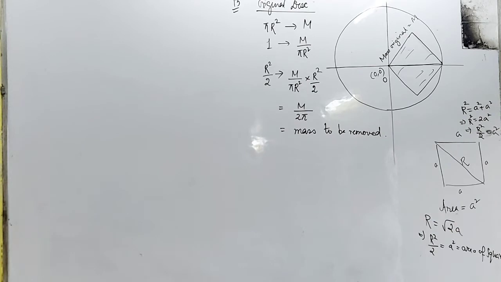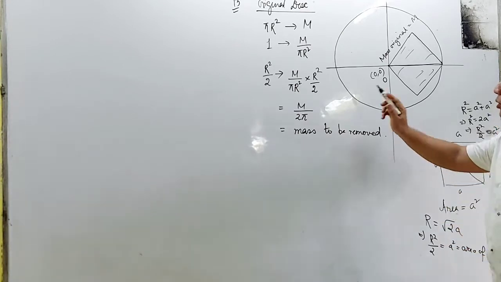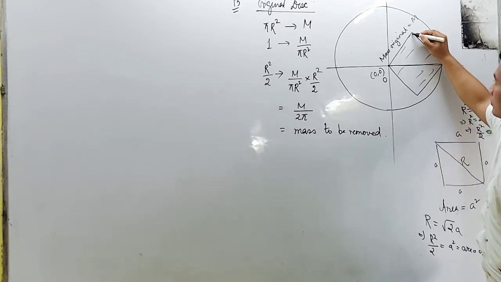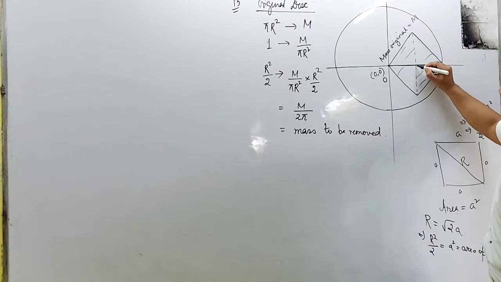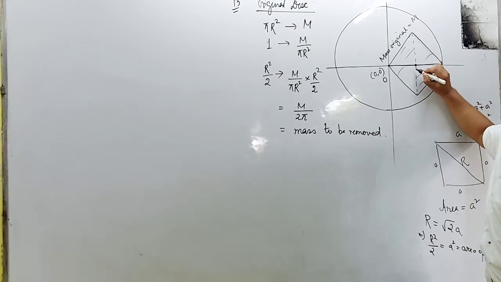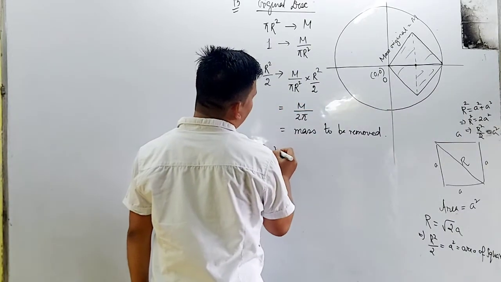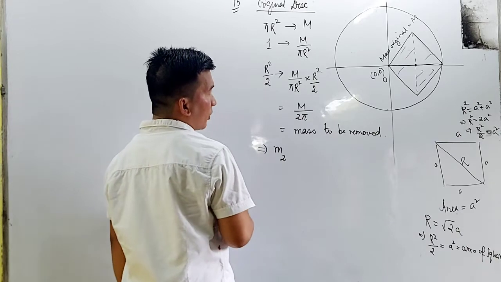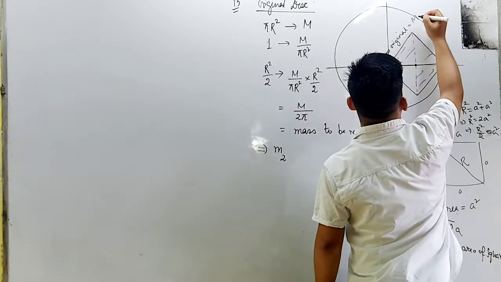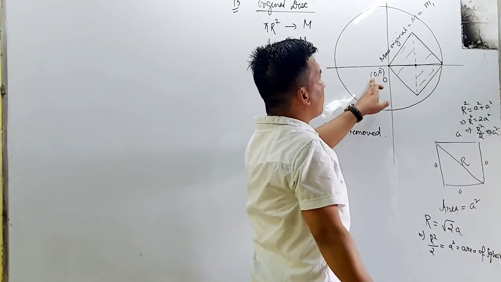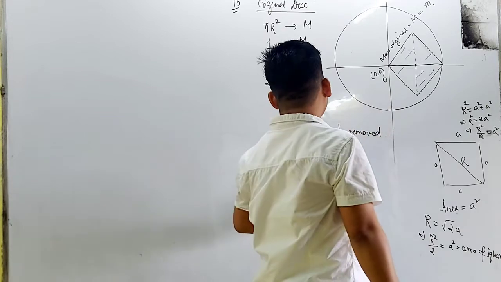This is the mass that is to be taken out, and where is this mass located? Where will be the center of mass for this square? Let us take the center of mass of the square at this point. Now let us put it as the mass to be taken out, we consider it to be m2, and we consider the original mass to be m1. What is the coordinate of this original mass? 0, 0.